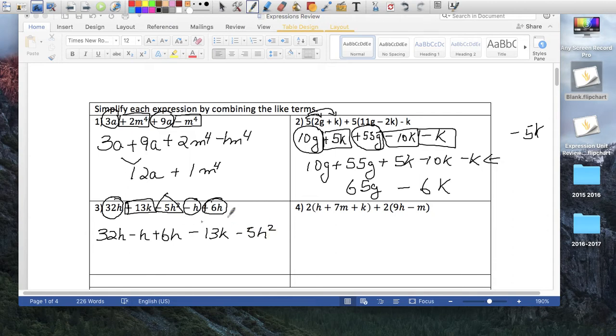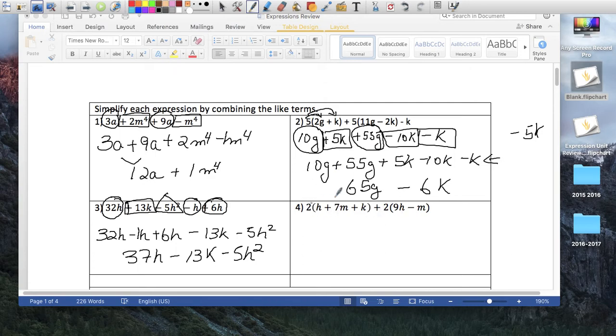Please notice that when you move your terms, you also move the sign that comes with it, the sign right before it. 32h minus h. If you want to put a 1 here, you can. 32 minus 1 is 31, and then plus 6, you get 37h. There's nothing more to combine, because everything else is different. The variables are different, so just copy, and that's your final answer.